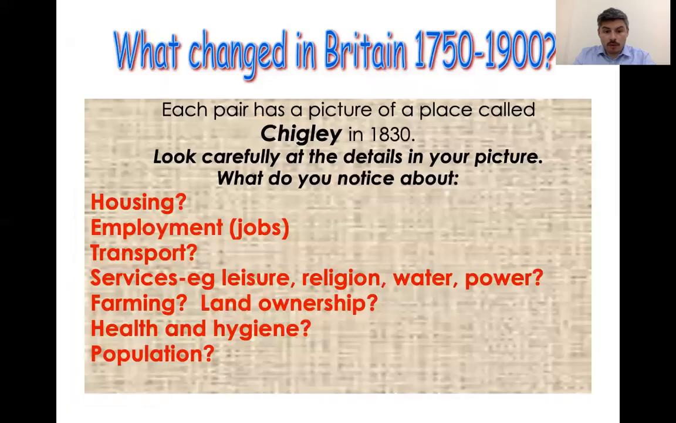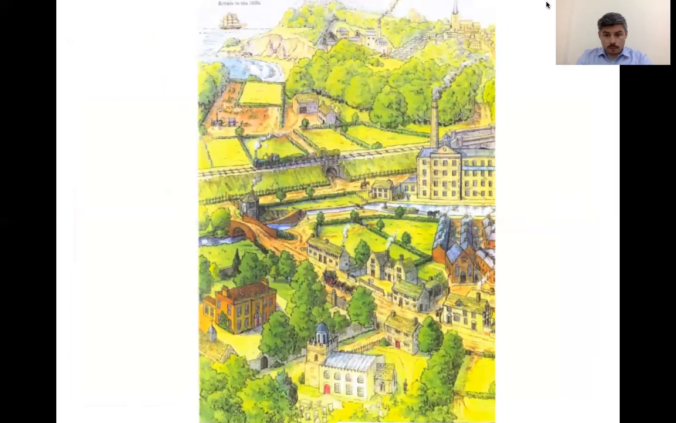So next one, you're now going to see Chigley, 1830, so 80 years later. And again, the same idea. You take a look at the picture, and I want you to see what you notice about the same things: housing, employment, health, population, etc. So pause the video and please tell me what you see. Great, so let's come back and compare.